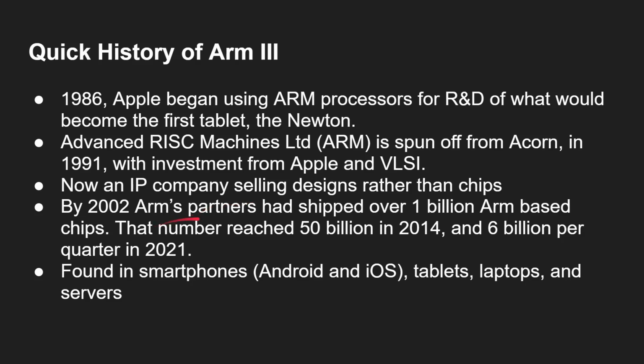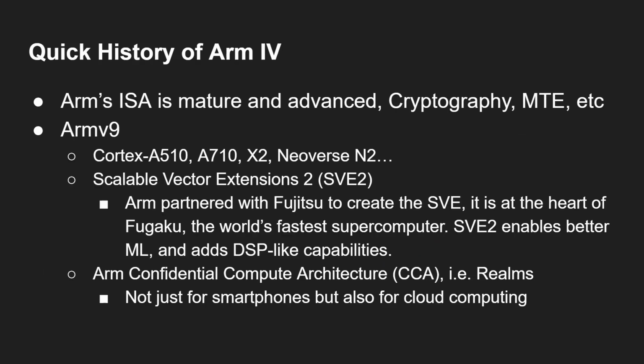Now by 2002 ARM's partners had shipped over 1 billion ARM-based chips. That number reached 50 billion by 2014, and now in 2021 an average of 6 billion chips are shipped every quarter, so that's absolutely amazing. And ARM chips today are found in smartphones, both Android and iOS, tablets, laptops, and servers, so basically everywhere.